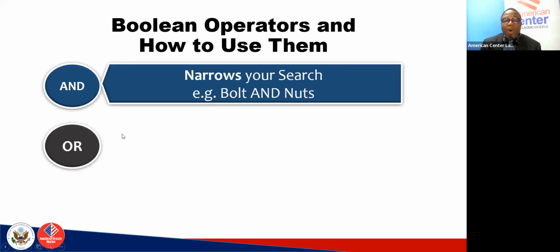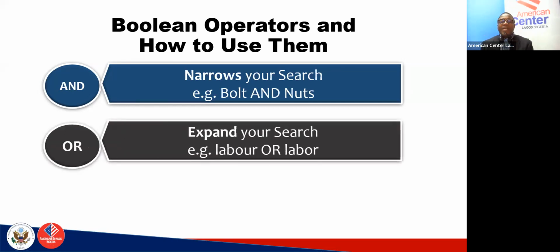Next, or helps you to expand your search. So in an example we have here, labour, which is British spelling, and labor, which is the US spelling. It's still the same thing. You are expanding. Take also into consideration the example of the lady. The lady says, I want somebody from Anambra State or your state. So it could not just be from one state, it could be from either of the states.